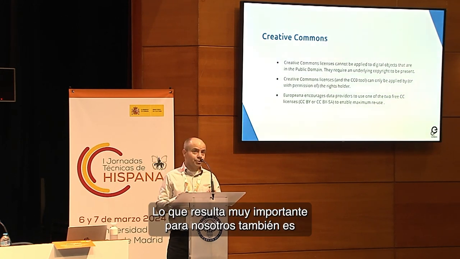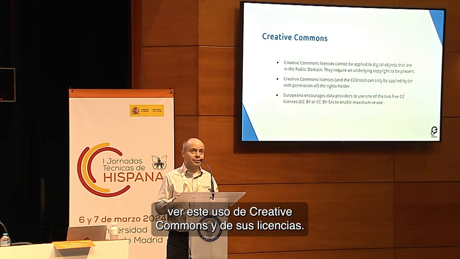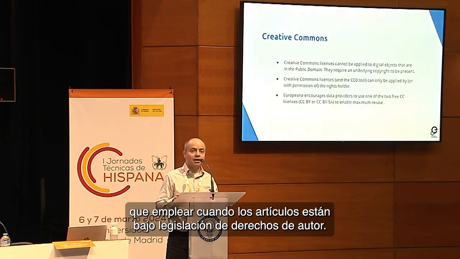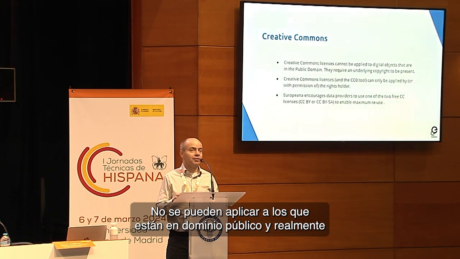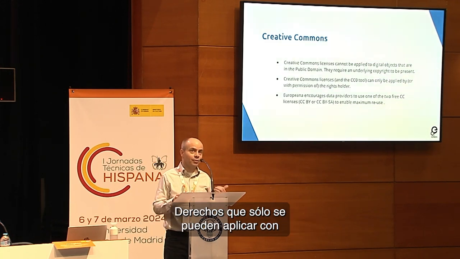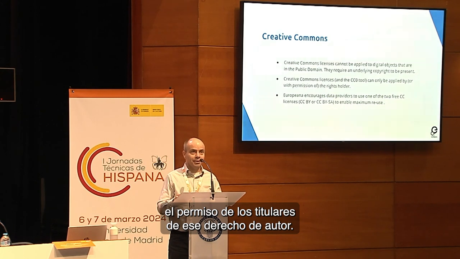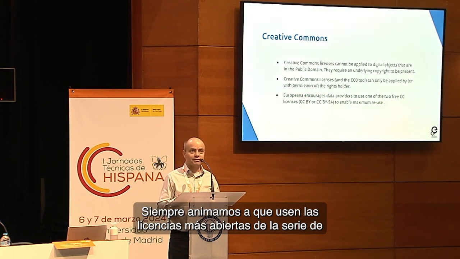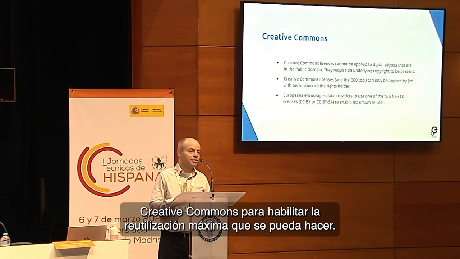What is very important for us is also looking back at the use of Creative Commons licenses, because we often see them being used to encourage certain usage scenarios, but Creative Commons licenses are actually meant to be used when items are under copyright. So they cannot be applied to items that are in the public domain, and they require an underlying copyright to be present. They can also only be applied with the permission of the rights holder of those items. And as I said before, if you use Creative Commons licenses, that's great. We always encourage using the more open licenses from the Creative Commons suite to enable maximum reuse.